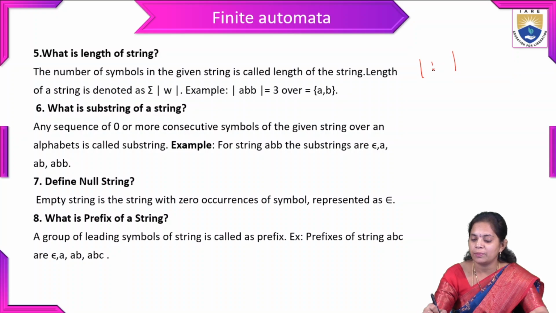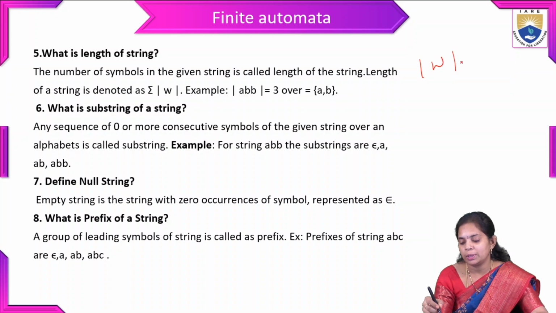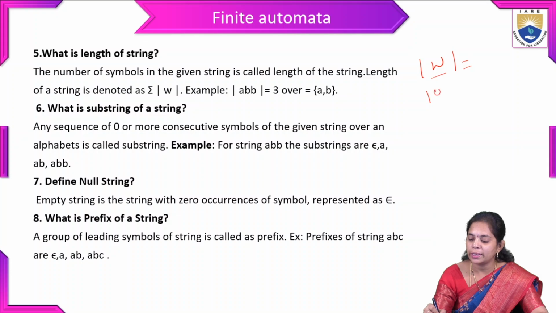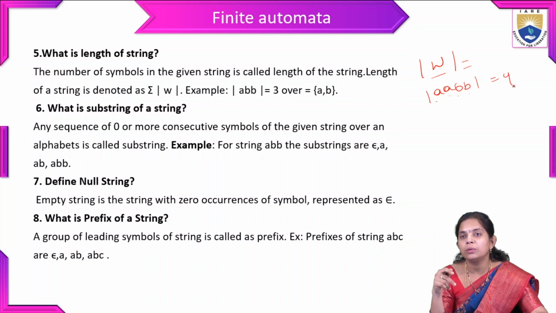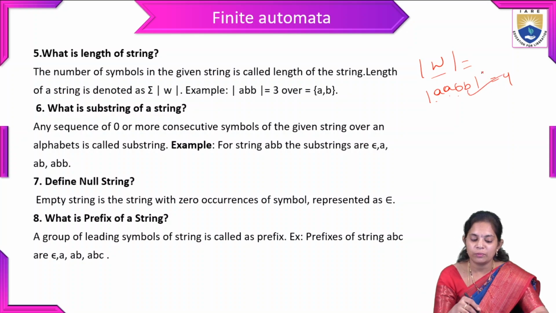So here in between we will take the word w as the string. How will we denote the string length? With two vertical bars. If you have a string value like abba, what is the length of this one? We need to count the symbols. The string length is 1, 2, 3, 4, so equal to 4. That is how we decide the length of the string.